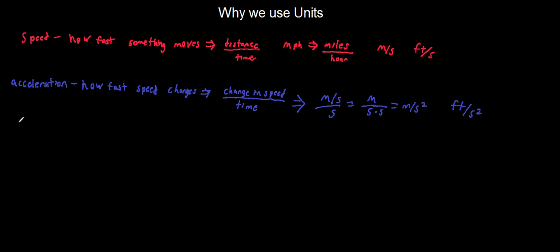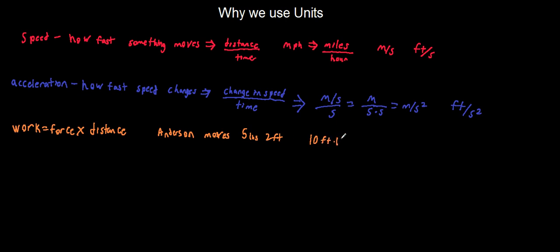So let's go a little bit more relevant to our class, and that's work. Well, what is work? Work is measured as what we call force times distance. And it's as simple as it looks. If I, Mr. Anderson, move 5 pounds 2 feet, that's force, 5 pounds, times distance, 2 feet. So 5 times 2 is 10. And pounds times feet, we call that foot-pounds. That's the unit, just like we call this meters per second.